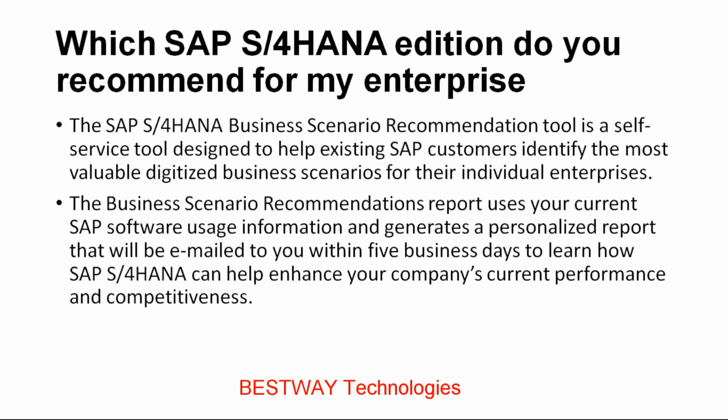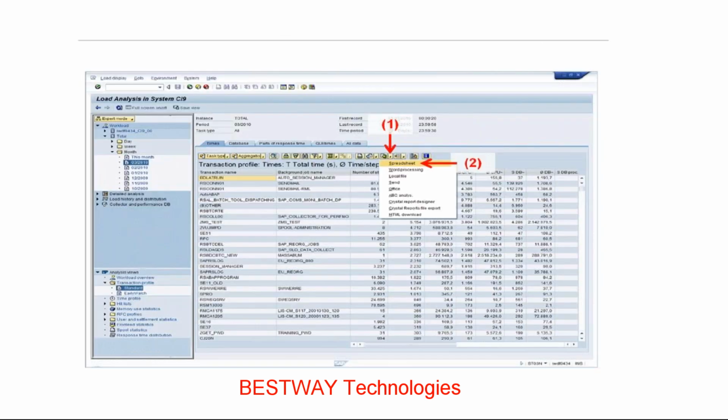SAP has given a tool called the Business Scenario Recommendation Tool. You can use this tool to get to know what advantages HANA brings to your existing business. You have to go to transaction ST03N and download the recent month's software usage report. Now it is February, so I will download the January month report, and go to the support.sap.com site, where you have a link for business scenario recommendation.